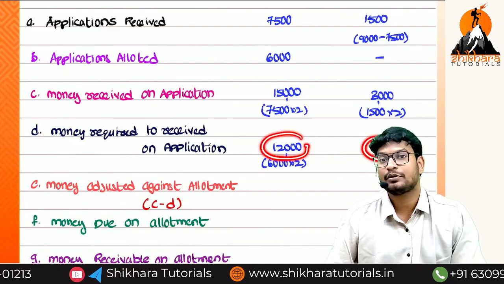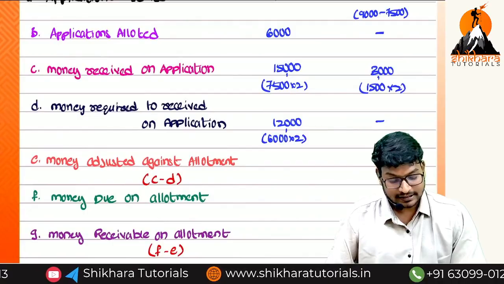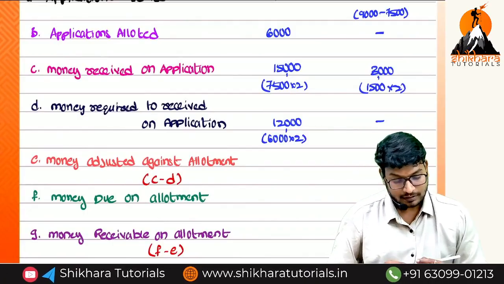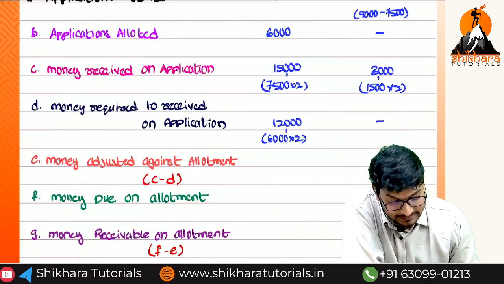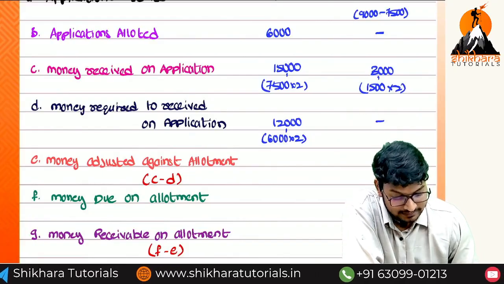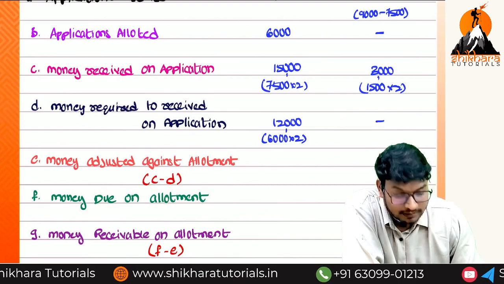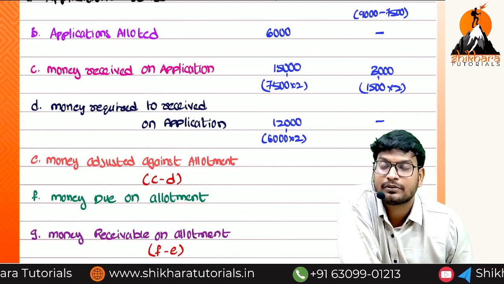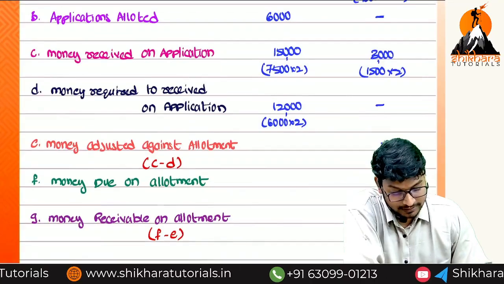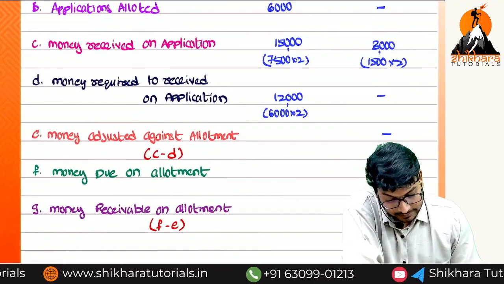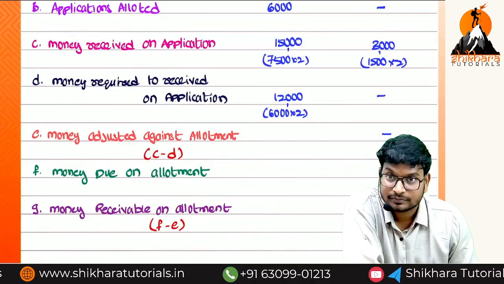So we are not required to receive here because why ma? We are rejecting outrightly. So now can you say the adjustment ma? Amount adjusted against the allotment. So we can see here nil ma. We should not adjust anything because we are going to give it back. Okay, next one. Here, due on allotment is how much?